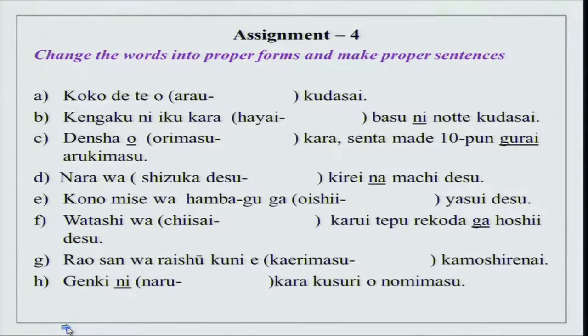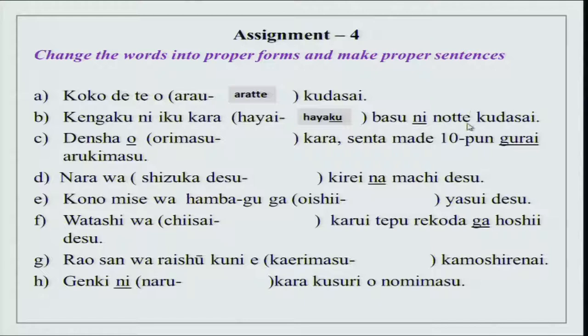Well, the next one is change the words into proper forms and make proper sentences, meaningful sentences. So the first one is koko de te o arau. The verb is in plain form and with kudasai, as we always use te kudasai, aratte kudasai. Then kengaku ni iku kara hayai basu ni notte kudasai. Quickly hayaku basu ni notte kudasai. Please get on the bus very very quickly.